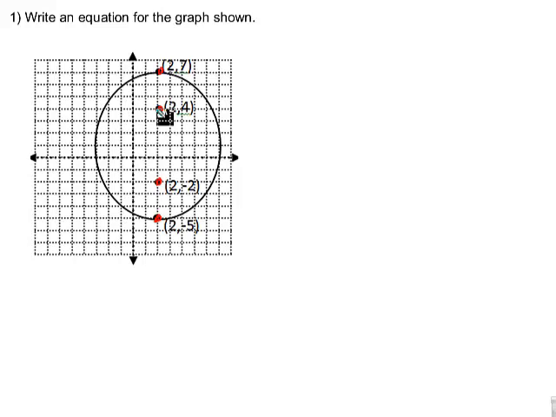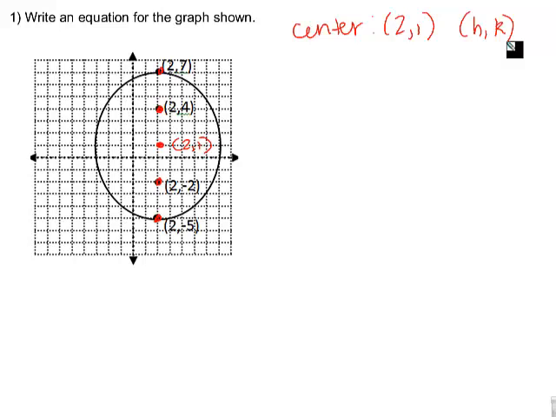Yeah, just halfway in between here. So if we're at (2, -2) and (2, 4), here would be our center at (2, 1). So the center is at (2, 1), which means that is our h and our k value. Now we need to figure out what a is and what b is.